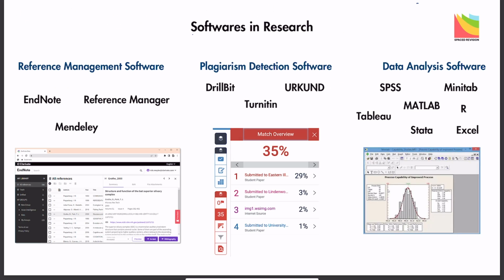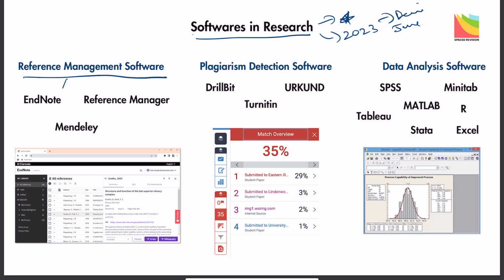Let's come to software in research. This is probably one of the most important topics, because in the recent trend, if you see, there are a lot of questions asked from software and research, especially in the 2023 December and June shift. Under reference management software, we have EndNote, Reference Manager, Mendeley, which is probably one of the most common reference management software. You can download a desktop copy and it takes care of all your references. I would simply use the inbuilt one in Word for my references.